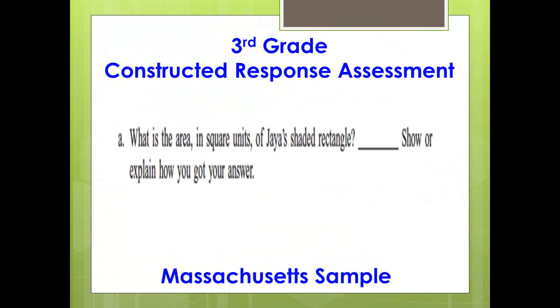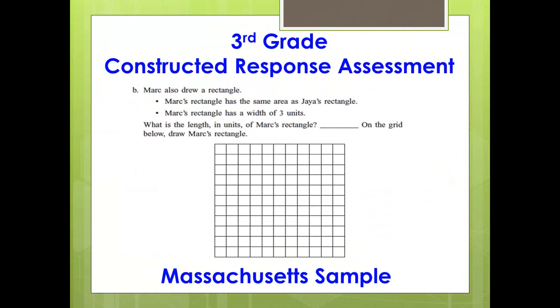The first item, item A, says, what is the area in square units of J's shaded rectangle? You show or explain how you got your answer. So we're going to be looking at that. And then part B says Mark also drew a rectangle. Mark's rectangle has the same area as J's rectangle. Mark's rectangle has a width of 3 units. What is the length in units of Mark's rectangle? And then they wanted the student to draw Mark's rectangle.